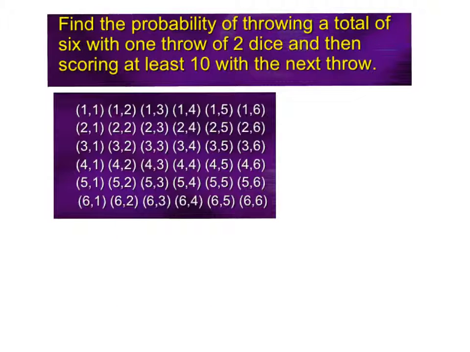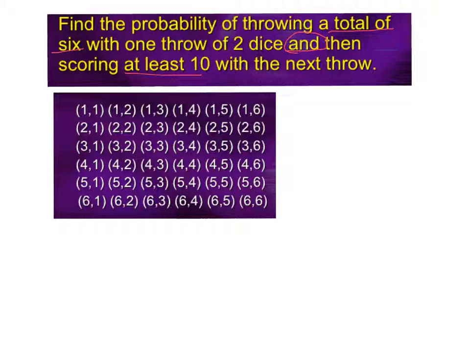All right. Find the probability of throwing a total of 6 with 1 throw of 2 dice and then scoring at least 10 with the next throw. So, see that word and? So we're looking for a total of 6 and then at least 10 on the next throw. So the and means we're going to multiply.